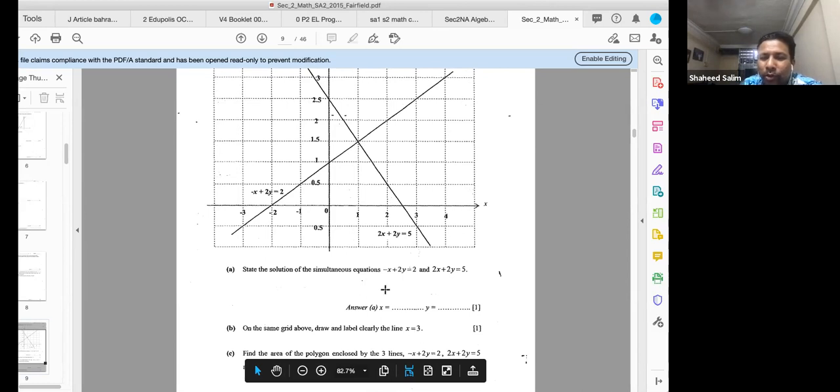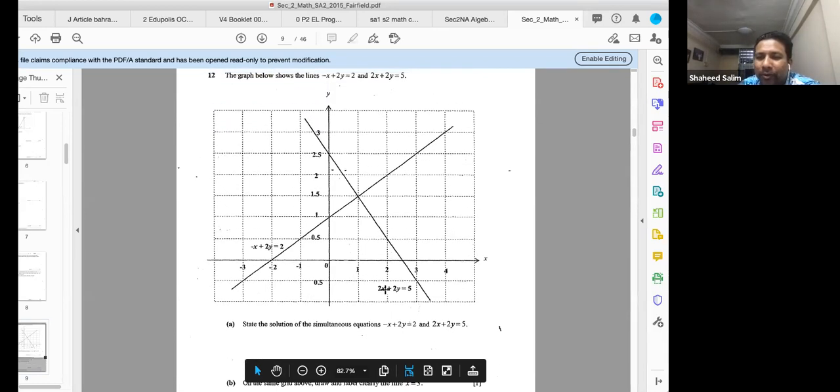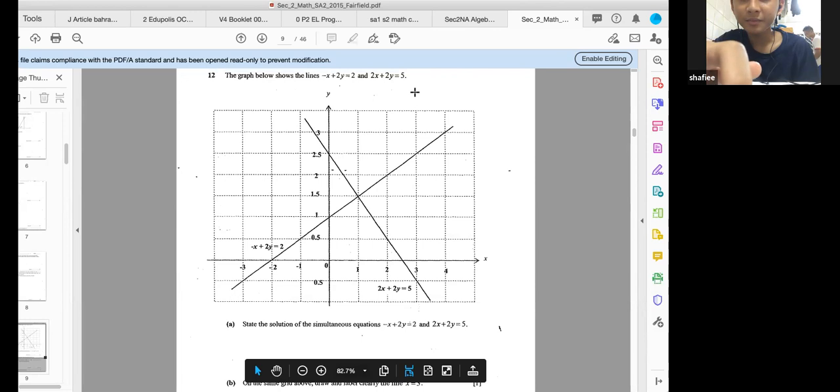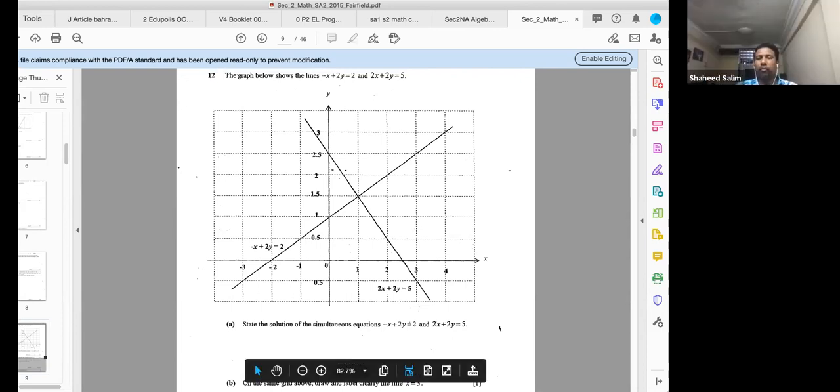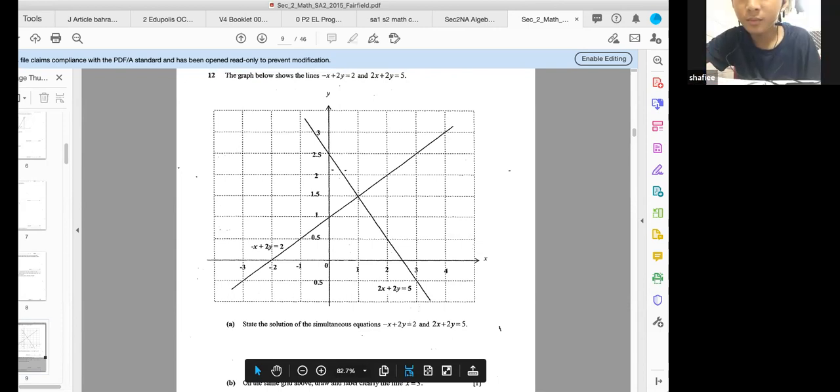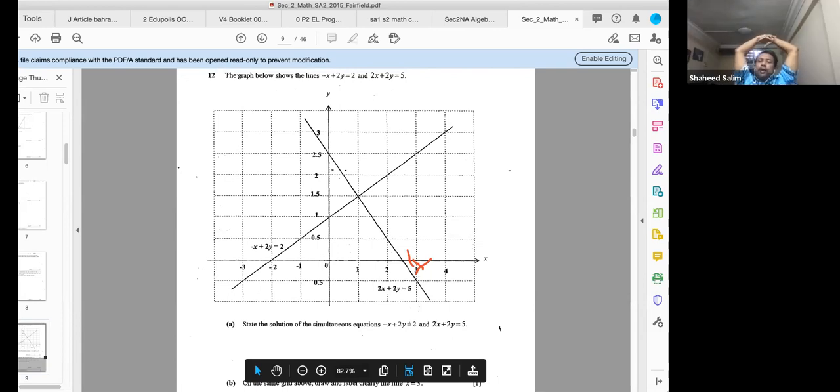You're supposed to draw x equals to 3. Can you draw down here? Okay, draw. X equals to 3. Yeah, this is the graph x equals to 3. You go and mark x equals to 3. Hey Ryan, can you draw, Ryan? You draw x equals to 3, Ryan.